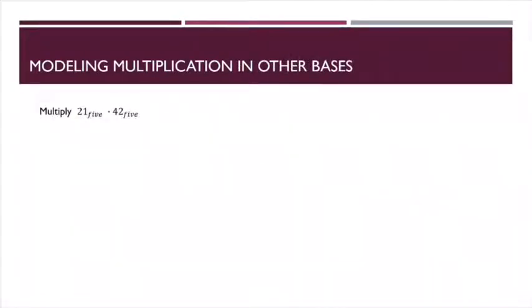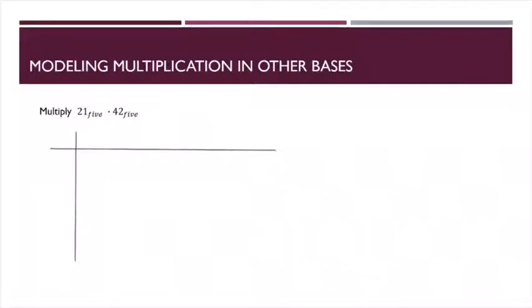Okay, so let's try modeling 21 base 5 times 42 base 5 using that matrix layout that we just were using. So we'll start with a frame. Now this time, because we're in base 5, remember that our longs are going to be 5 by 1 sets of units, and our flats are going to be 5 by 5 sets of units. But that doesn't make any difference to how we lay things out in our matrix layout.